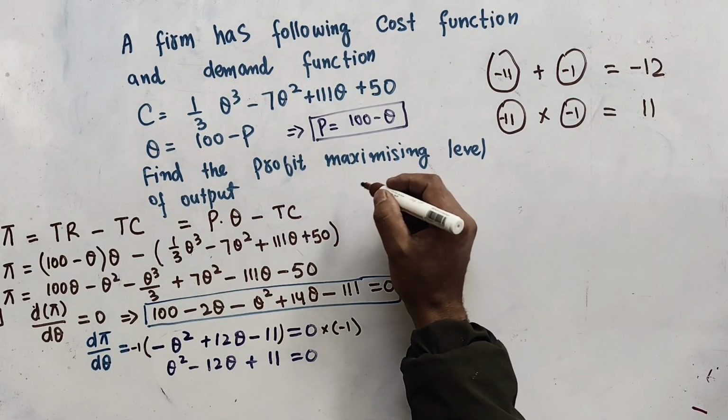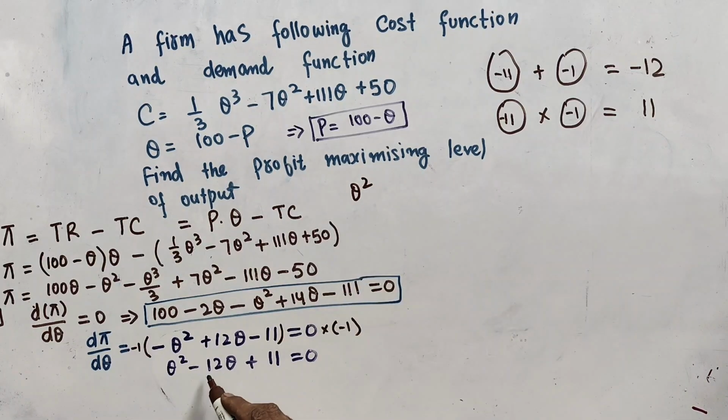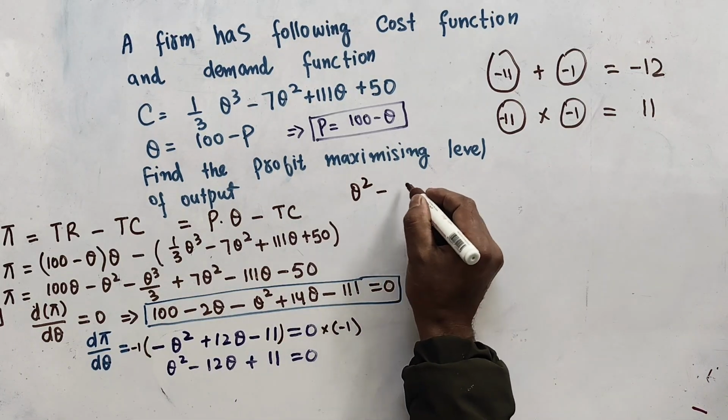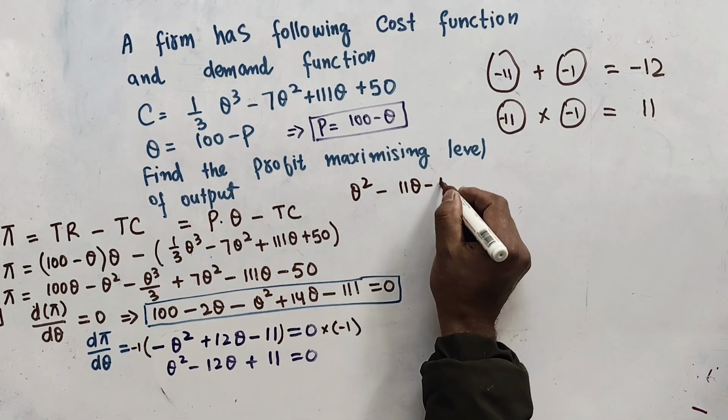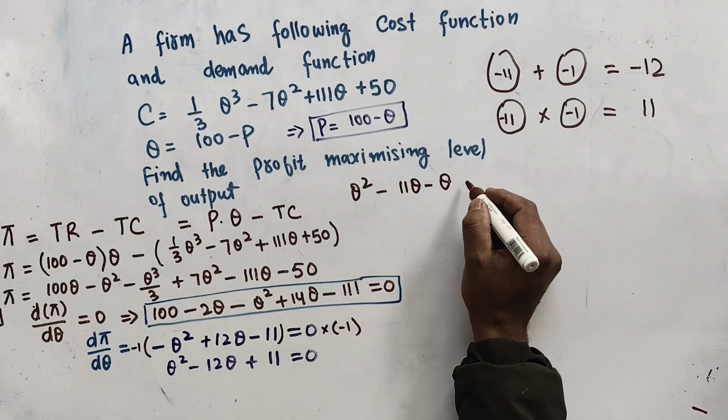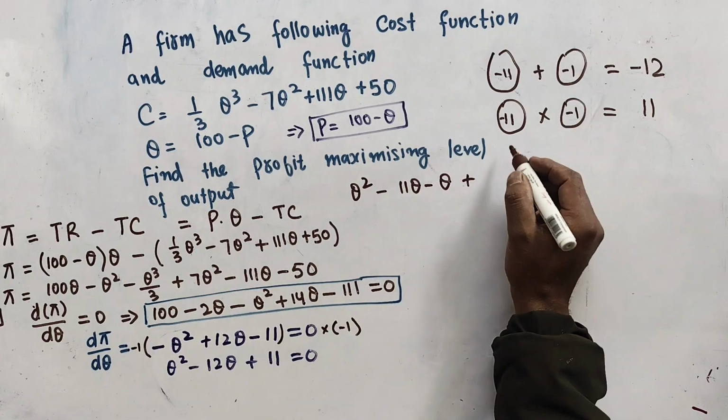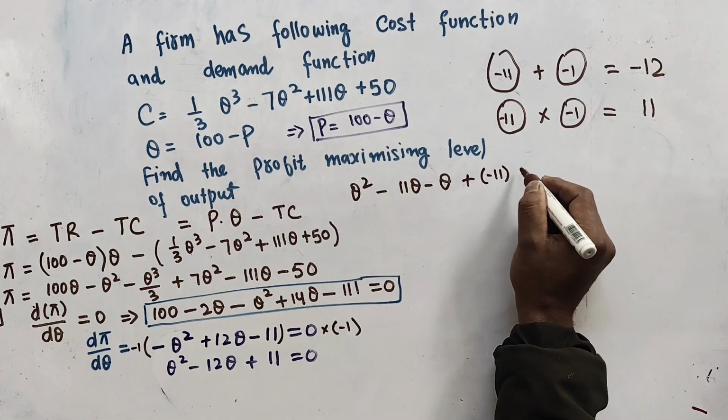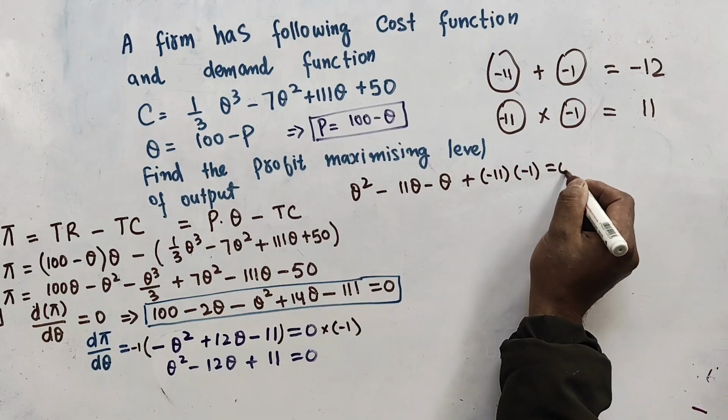So can we derive it? Q square, in place of minus 12q, we write minus 11q minus q, and in place of this plus 11, we write minus 11 into minus 1, and we set it equal to 0.